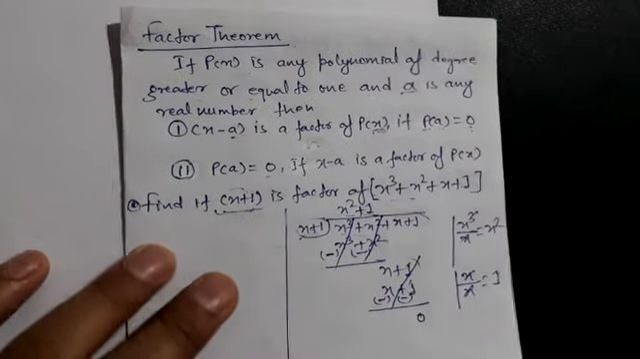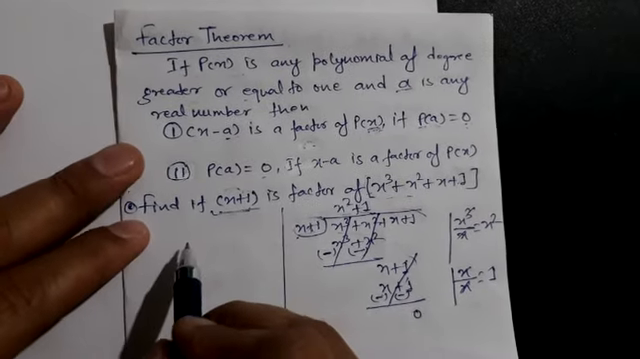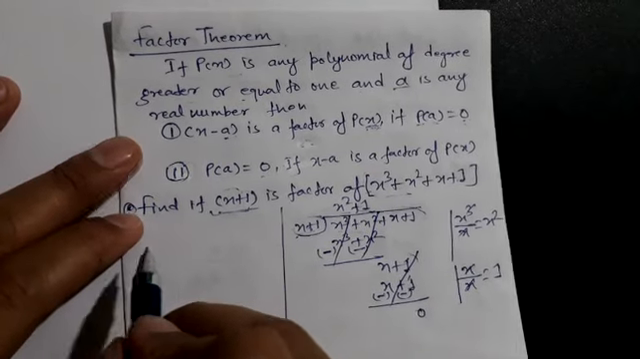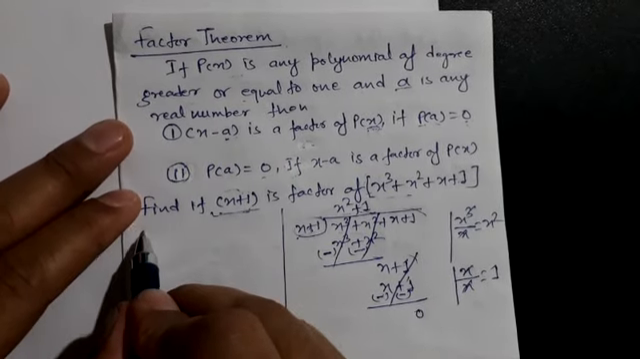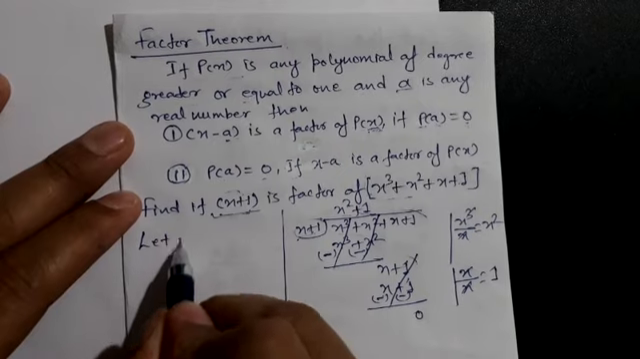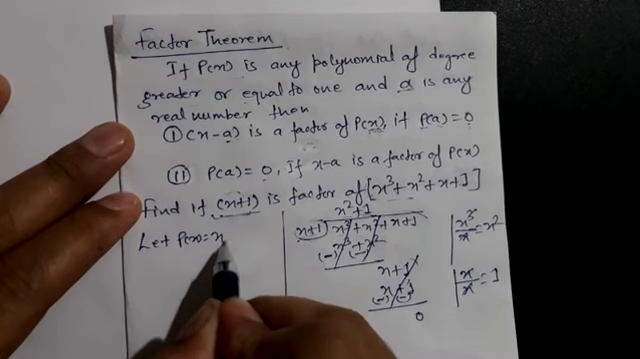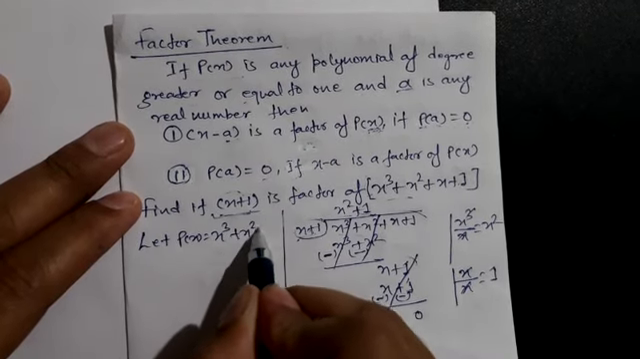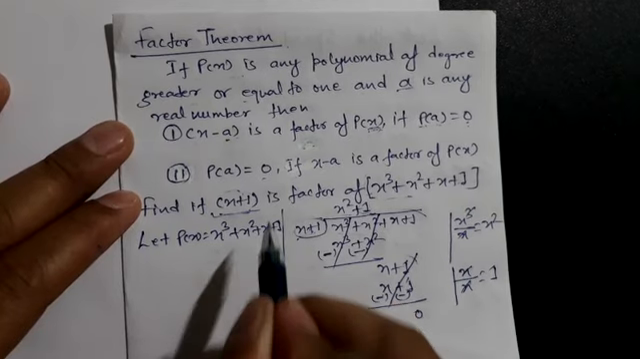Okay, so for that what are we going to do? We are going to use the factor theorem. So for the factor theorem, what will you do? Let p of x be equal to x cube plus x square plus x plus 1.